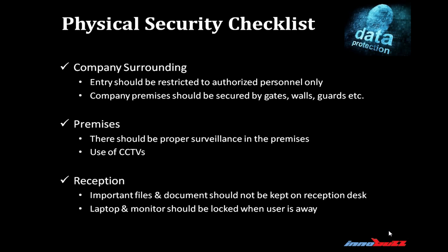Let's see the general checklist of physical security. First one is dealing with the company surroundings. In a company, entry should be restricted to authorized personnel only, and the company premises should be secured by gates, walls, and guards. It is good if you use an electronic chip gate pass, which works as an identity card for the employee. There should be proper surveillance in the premises. Hence, it is easy to identify the insider employee and the outsider person.